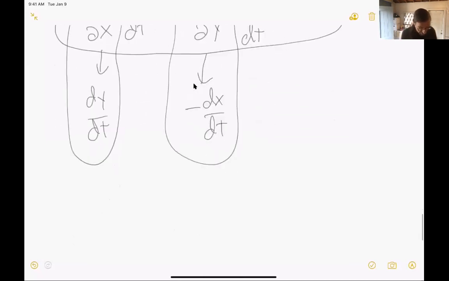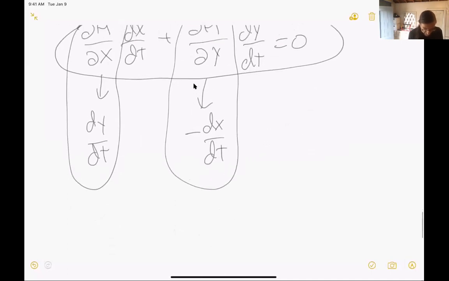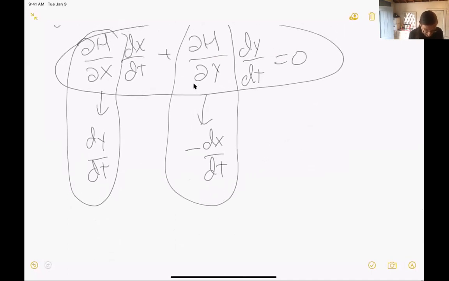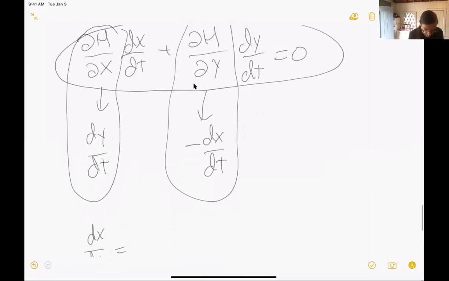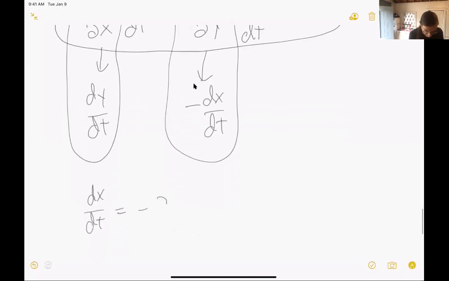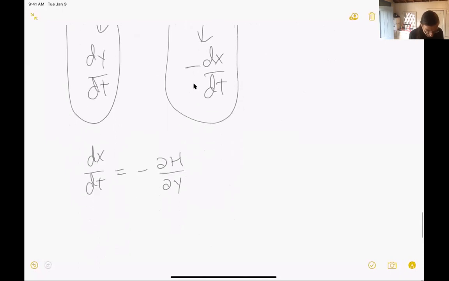All right, so going back to my original system, this is saying that dx dt in my original system is equal to the negative of the partial of my h function with respect to y, and dy dt is equal to the partial of my h function with respect to x.